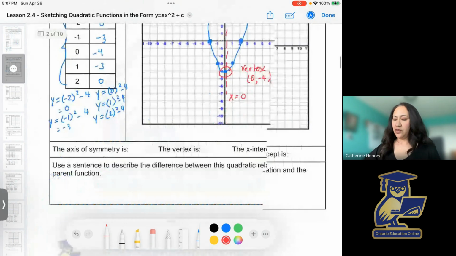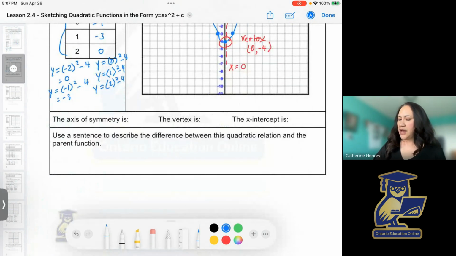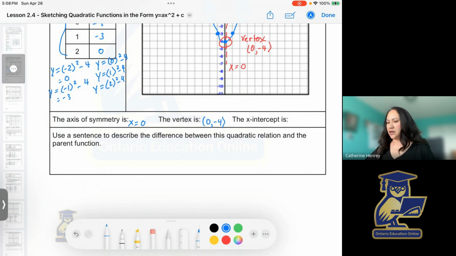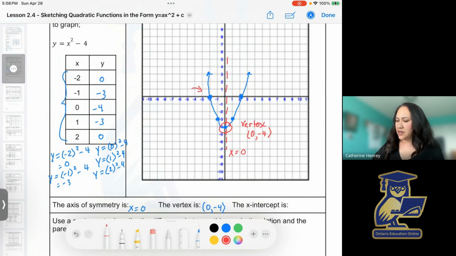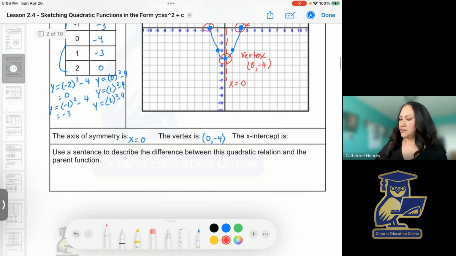So let's go ahead and fill in that information below. The axis of symmetry is x equals 0. The vertex is 0, -4. And then the x-intercepts, let's go back and take a look at where they are. The x-intercepts are where the graph crosses the x-axis. So it looks like here and here, and the values there look like they are -2 and +2. So I'm just going to write -2 and +2.